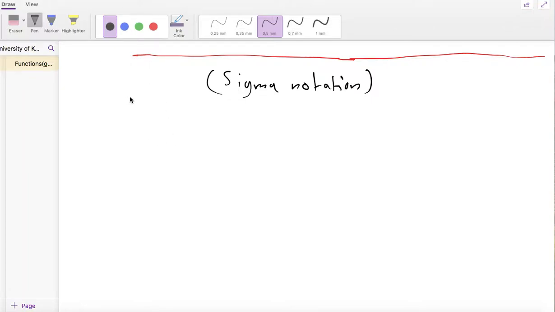Hi guys, this is Dylan at IQ Maths, and today I want to discuss sigma notation because I find that many students are getting very confused with this particular aspect of the math.